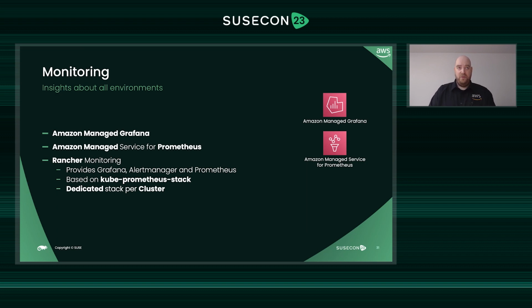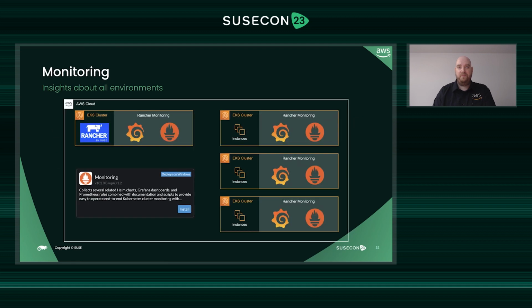Last but not least, monitoring. Amazon provides managed services for Grafana and Prometheus. The Rancher monitoring approach is to deploy one Prometheus Grafana stack per cluster, and it's based on the Prometheus stack. That's how such a setup looks like today. In this example, we have one Rancher management and 3 downstream clusters. And every one has its own stack. So that means a separate Grafana login and independent data storage per cluster.